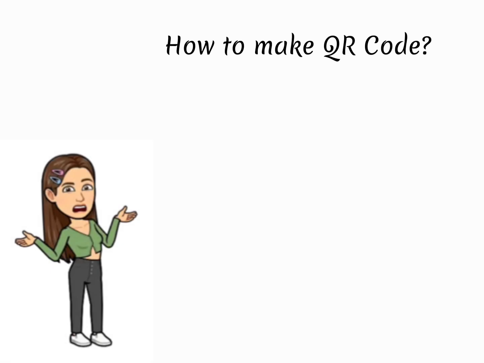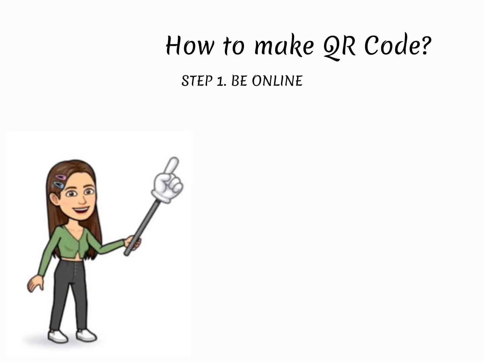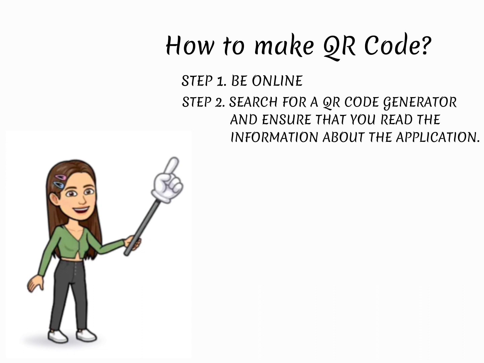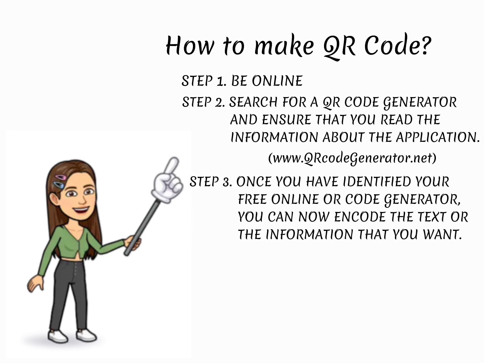Now, how to make a QR code? First, you need to be online so that you can access a free online app that will help you create QR codes. Second, search for a QR code generator and ensure that you read the information about the application. I recommend using www.qrcodegenerator.net because it provides a lot of information about how to use the application to generate QR codes. Third step, once you have identified or downloaded your free online QR code generator, you can now encode the text or the information that you want.